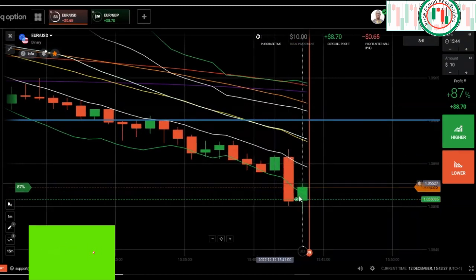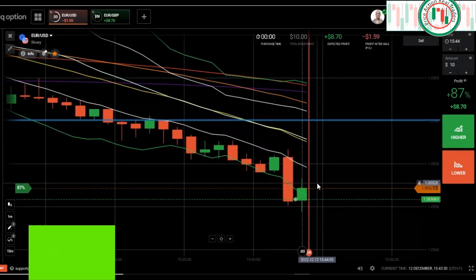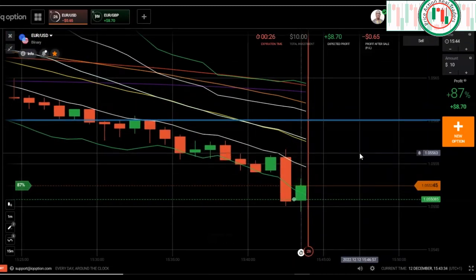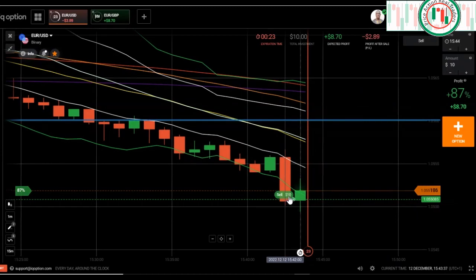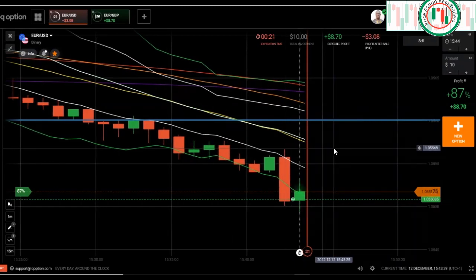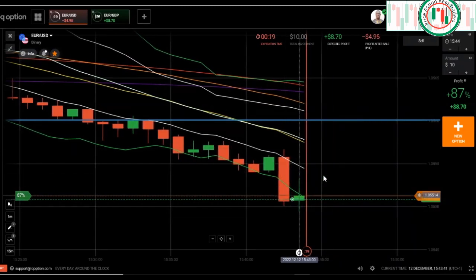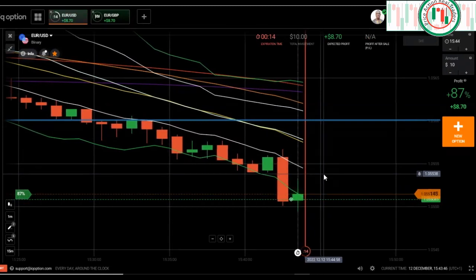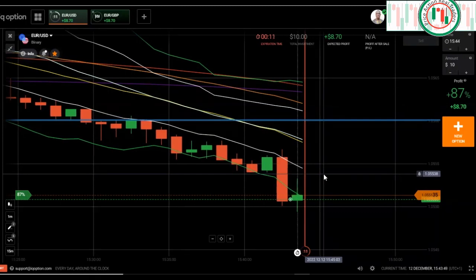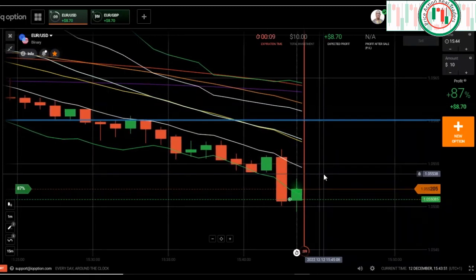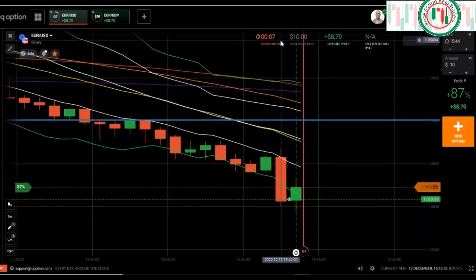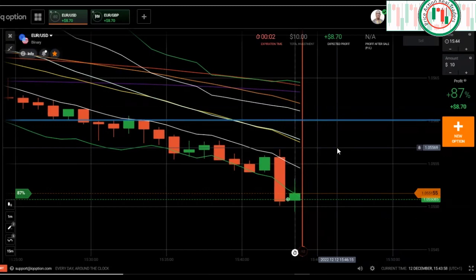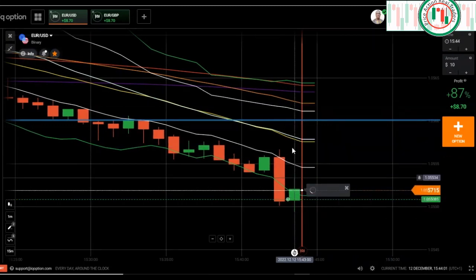And you see, after breakout with a strong candle, you should expect market to reverse. You see, market is reversing. That's why I place my trade confidently here. I know market is reversing here. So we have 7 seconds. You see, this is a winning trade.